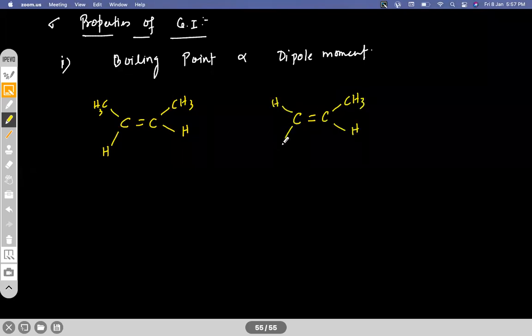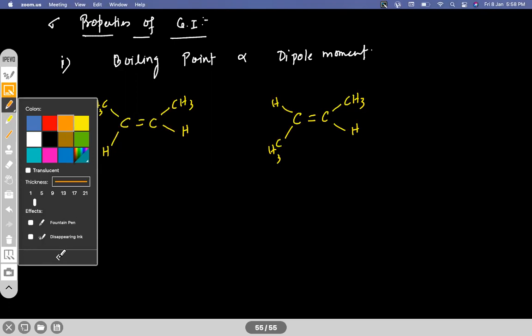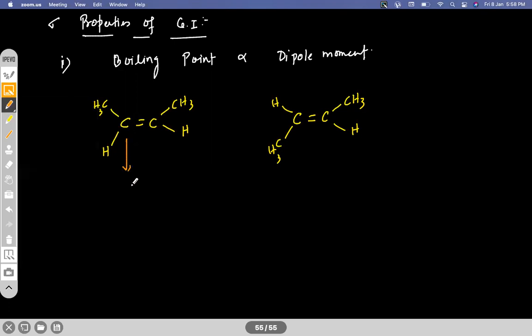Correct? So if you look at the charge separation in this molecule, this carbon atom here is sp2 hybridized. And this one is sp3. So we know sp2 hybridized is more electronegative than sp3. So this carbon will drag the electron pair towards this side. So we have the charge separation, dipole moment like this, from positive to negative.